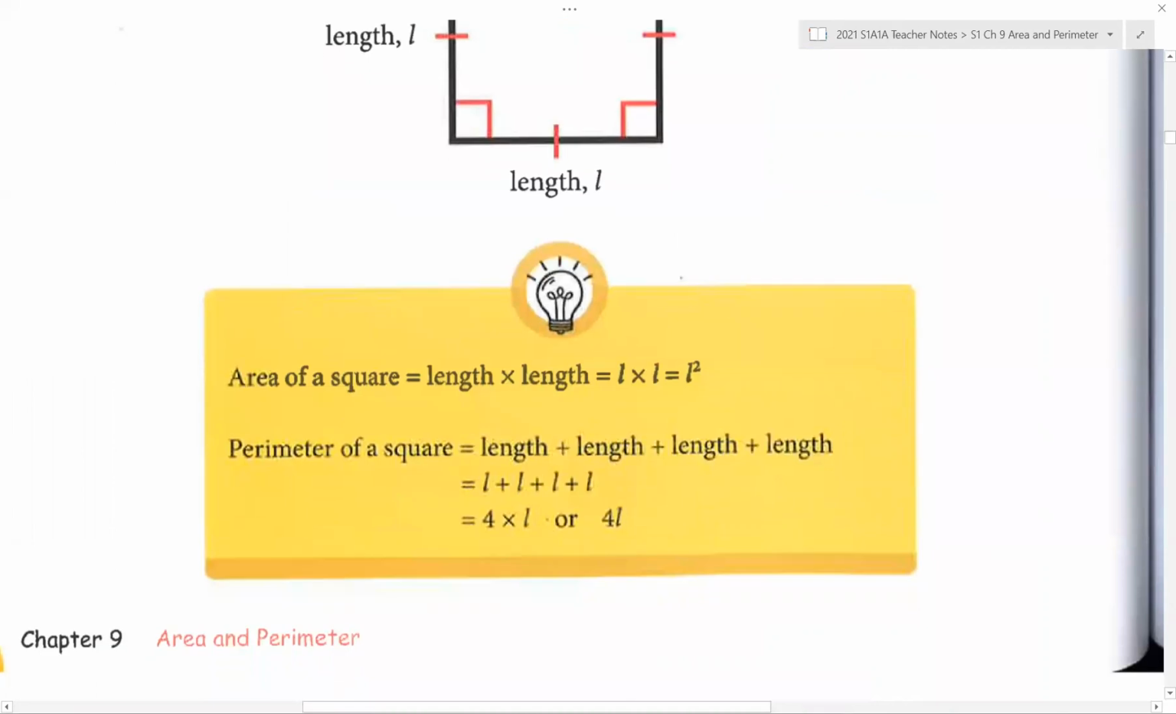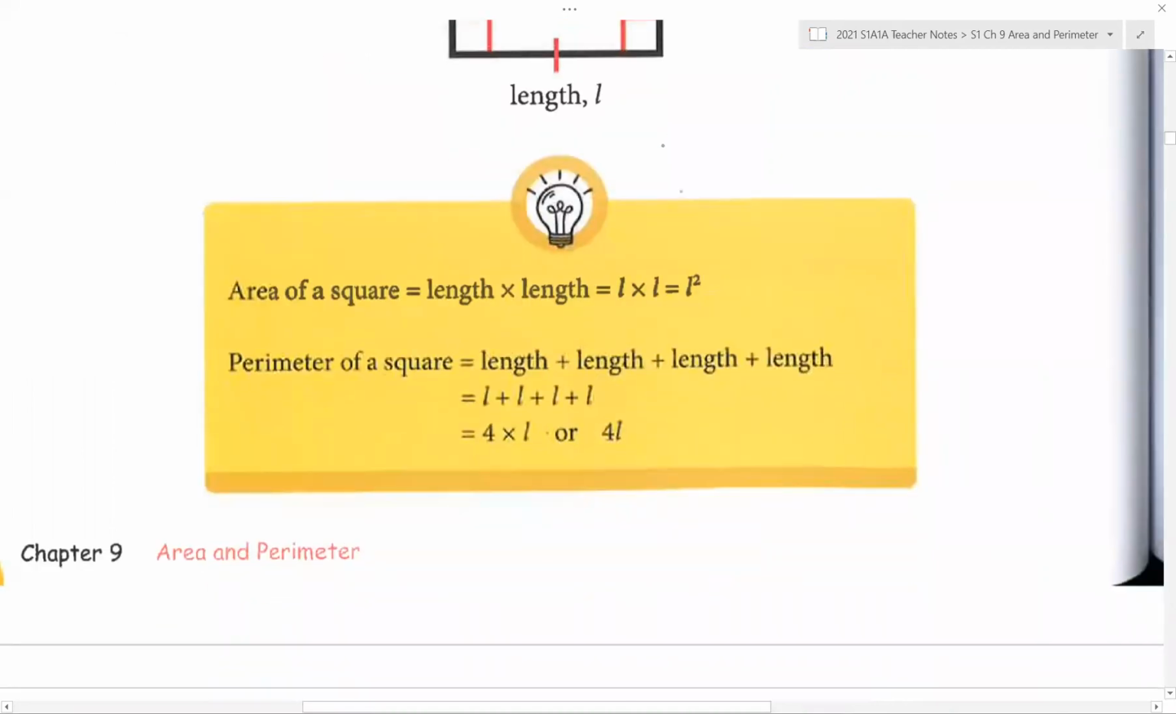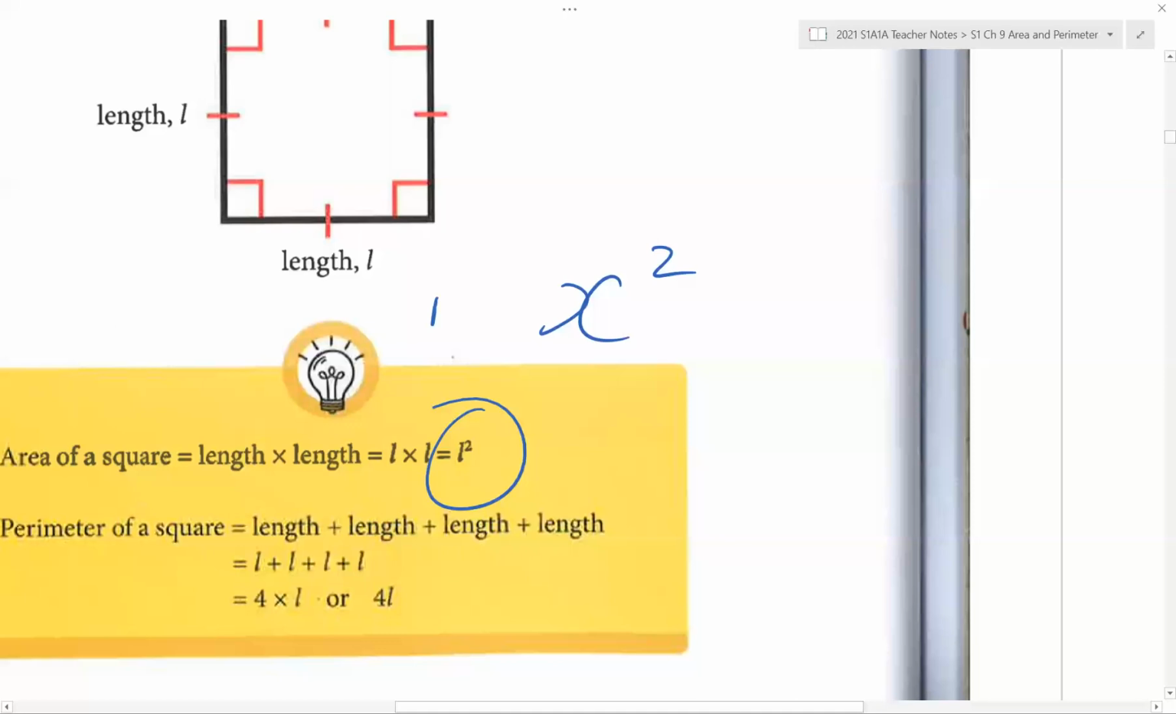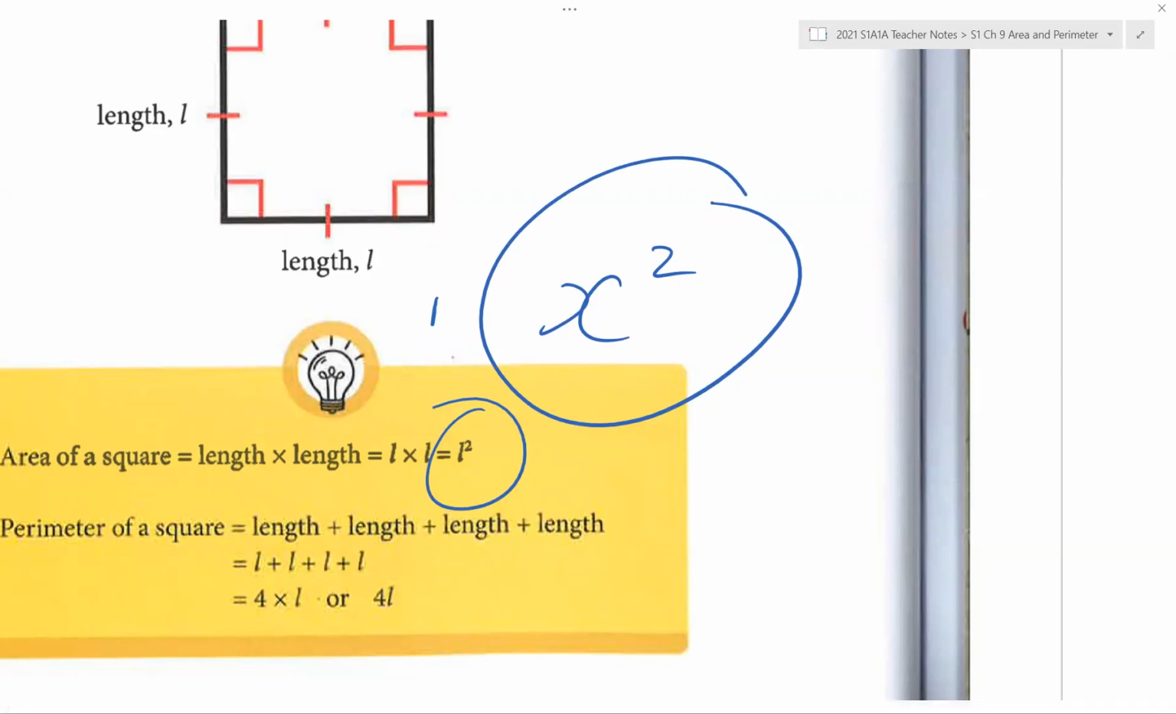Okay, so same thing for the square, but this time for the square, area will be L times L, because the length and the breadth of the square are the same. So L times L, we get L squared. Does that help you understand why, instead of saying x to the power 2, we call it x squared? At the start of the year we talked about this, x squared. Nobody asked me, why call it x squared? Why not just say x to the power 2?